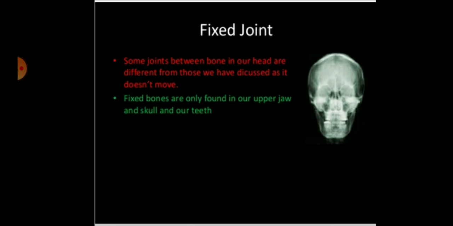So, children, the last joint is the fixed joint. The fixed joint is present in our head, where various types of bones are present. Some joints between the bones in our head are different from those we have discussed, as they do not move. Fixed joints are only found in our upper jaw, the skull, and our teeth. These three are the best examples of the fixed joint. You should keep these examples in your mind. I hope, children, this topic is clear.